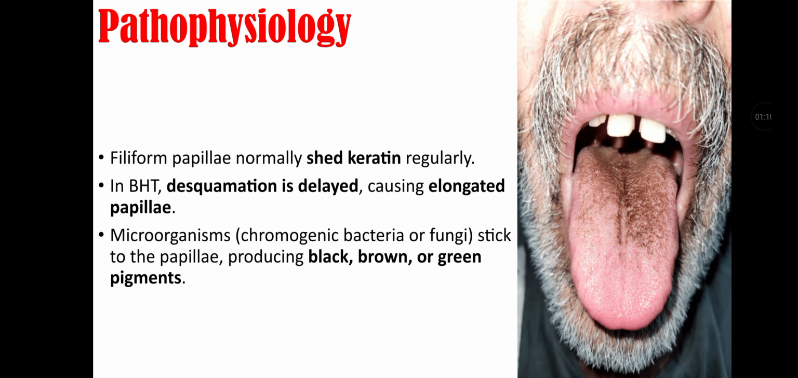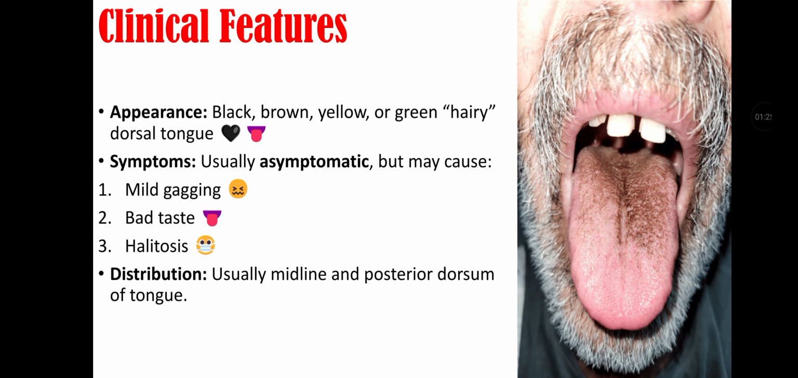Pathophysiology of black hairy tongue. Filiform papillae normally shed keratin regularly. In case of black hairy tongue, desquamation is delayed, causing elongated papillae. Microorganisms, that are chromogenic bacteria or fungi, stick to the papillae, producing black, brown, or green pigments.